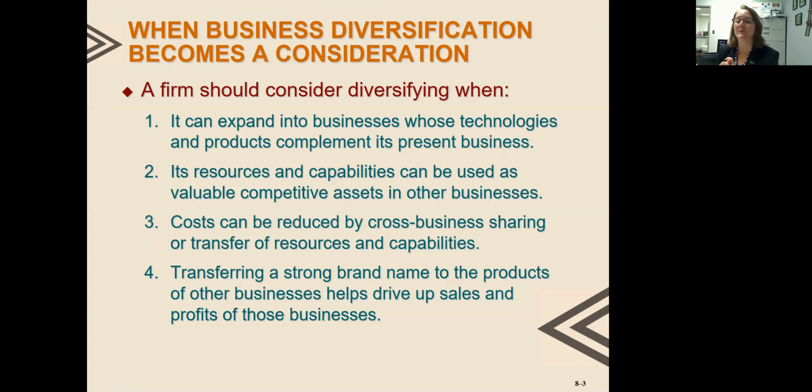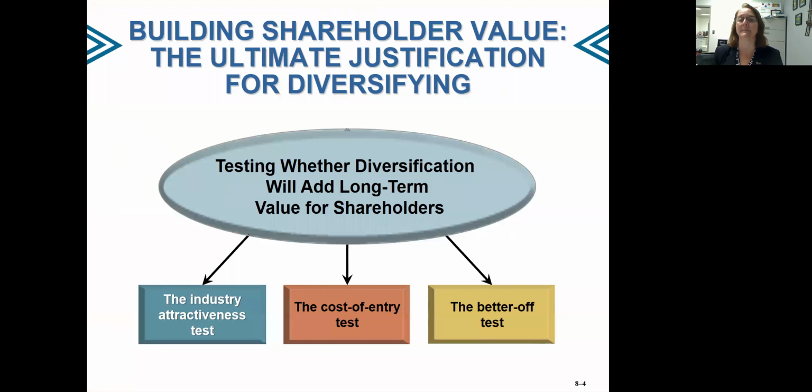Number 2, the resources and capabilities that you have can be used as a valuable competitive asset in other businesses. 3, the cost can be reduced by cross-business sharing or transfer of resources and capabilities. And 4, transferring a strong brand name to the products of other businesses that will help drive sales and profits to those businesses from the very beginning because you have a very strong brand.